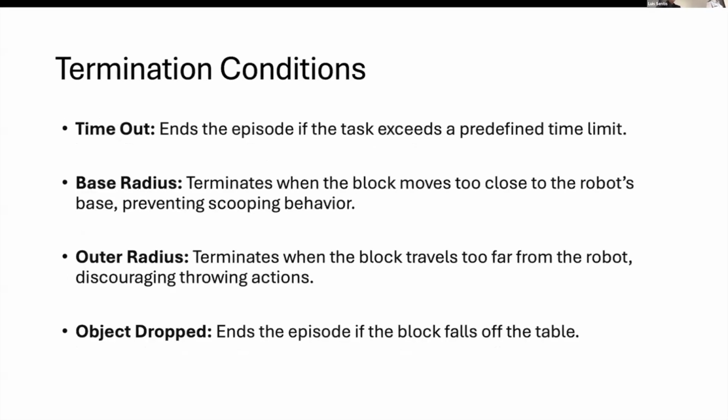And then for termination conditions, we have a timeout, obviously, and a base radius to also prevent that scooping motion. If it gets too close, it hits a singularity, and so we want to kill it before it gets there. Outer radius: it also realizes that if you lift it and throw it, your lift reward goes to infinity. And so we want to penalize that as well. We want it to maintain contact.